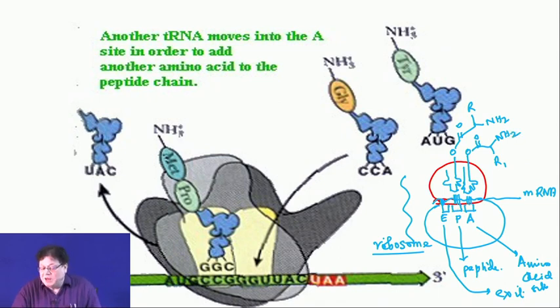Now, let me tell you, this P site is always a consensus sequence, AUG. What is AUG? AUG codes for methionine.